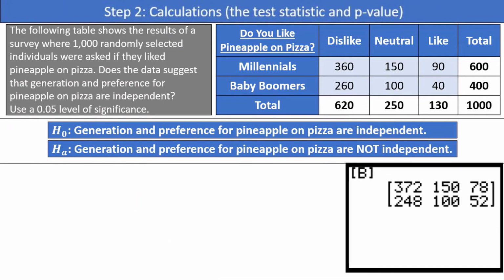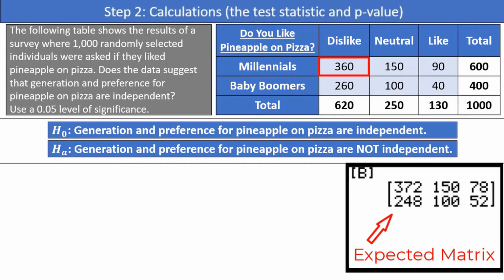These are the values earlier that we said had to all be at least 5 as part of our assumptions, so we have verified that final assumption, since all 6 of these numbers are much larger than 5. This is the expected matrix, and can be thought of as what your contingency table would look like if the 2 variables were completely independent. So we can do a little bit of comparing here. There were 360 millennials who disliked pineapple on pizza in our survey.